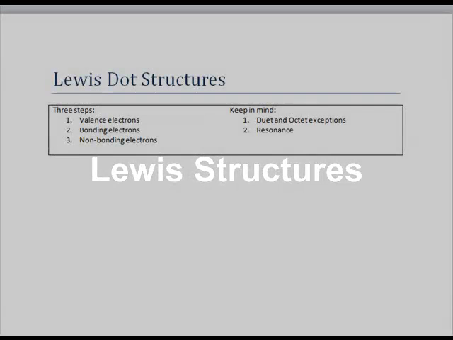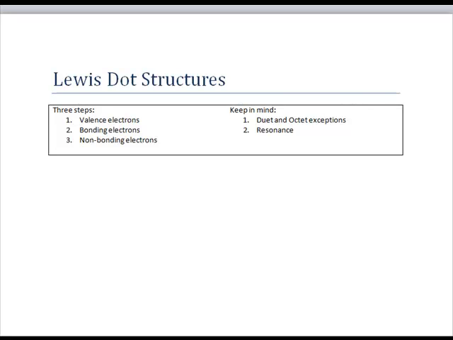Lewis structures were created in the early 1900s by Gilbert Lewis. This video will review a quick way of creating the Lewis dot structures for molecules, in which we use three simple steps. First, we want to make sure we know the total number of valence electrons. Then we want to know how many of those valence electrons are involved in bonds. And finally, what are the number of electrons left over? These we call non-bonding electrons or lone pair electrons.